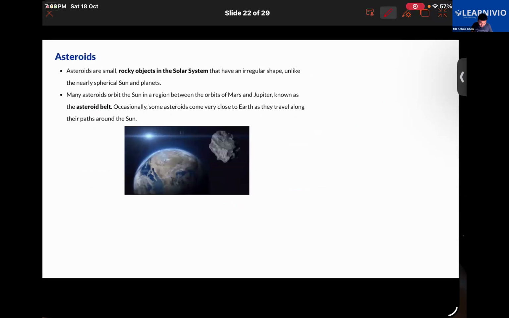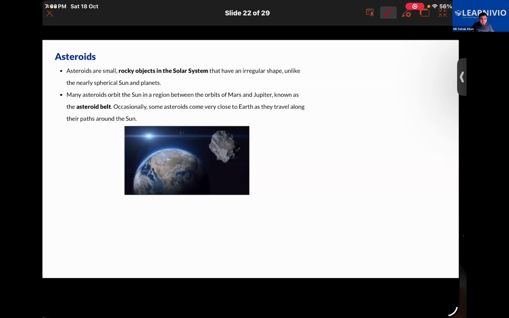No, no, no. That's a different thing. This one is about an asteroid. This right over here is an asteroid. So talking about asteroids, asteroids are small rocky objects in the solar system, and they have an irregular shape. As you can see here, they don't have a regular shape, like a spherical shape.